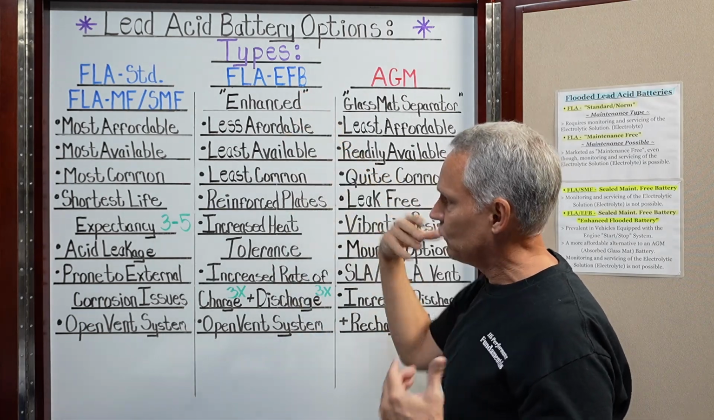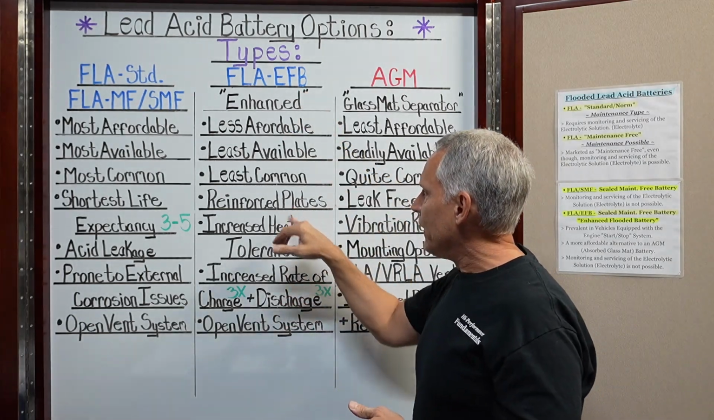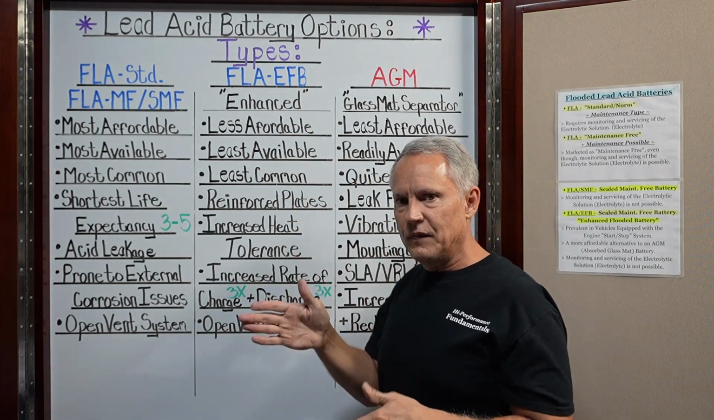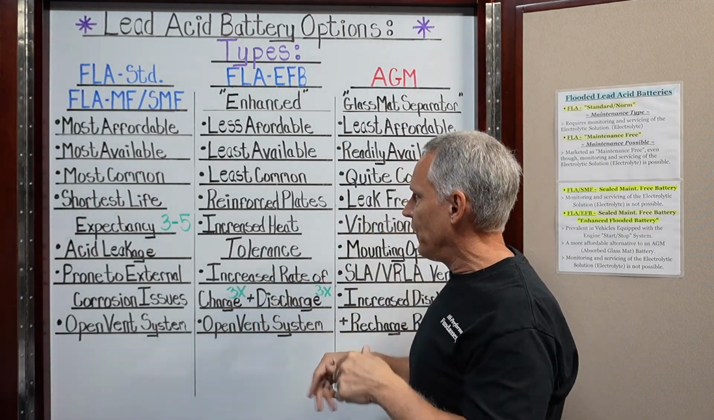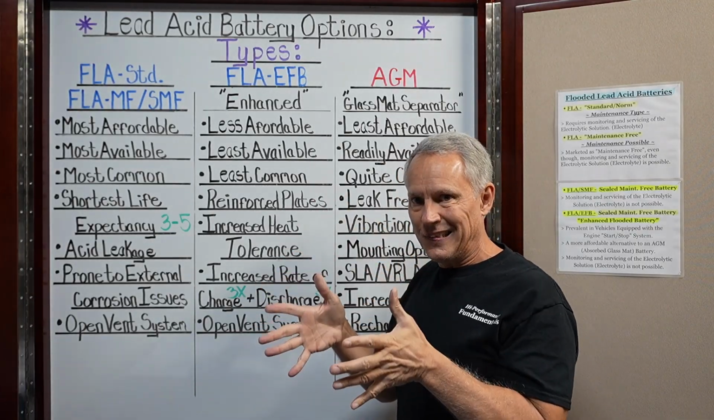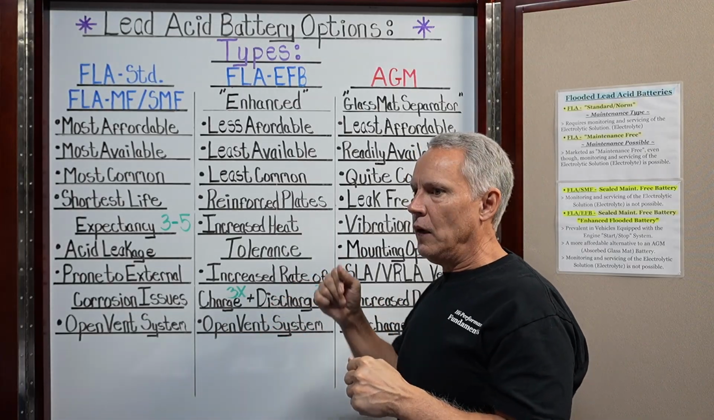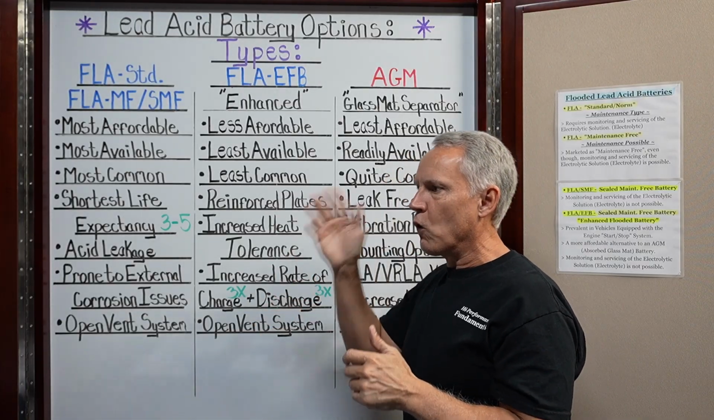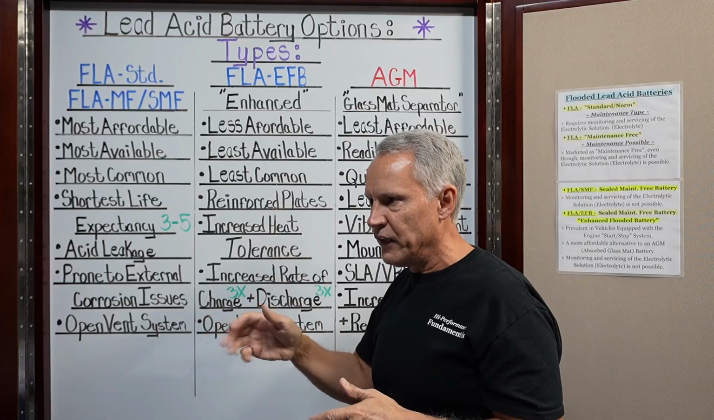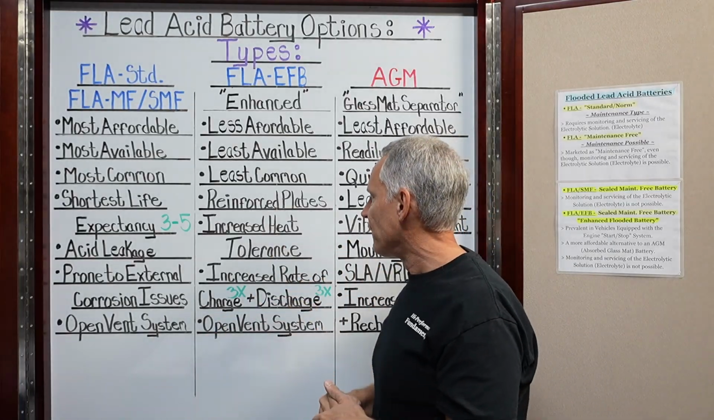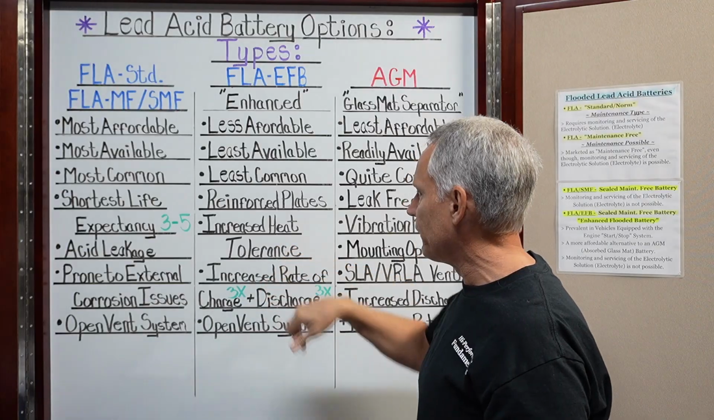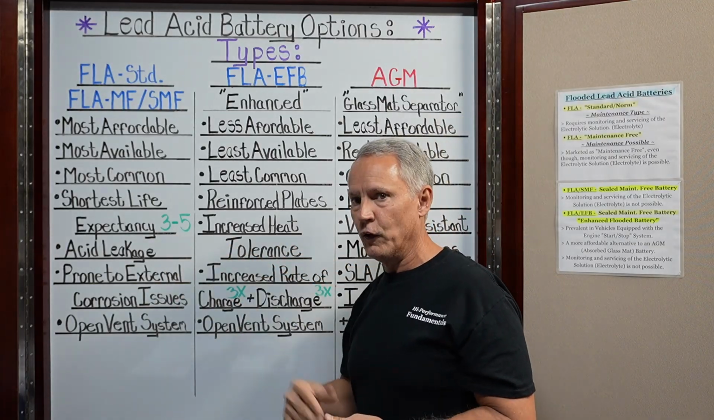It is enhanced, and so how is it enhanced? It has reinforced plates. The positive and negative plates in the battery, also known as your cathodes and your anodes, are reinforced. They're more robust. They're designed to last longer, be more durable, and can take vibrations. It's a more durable plate system. They have an increased heat tolerance, so they're not affected by heat nearly as much.